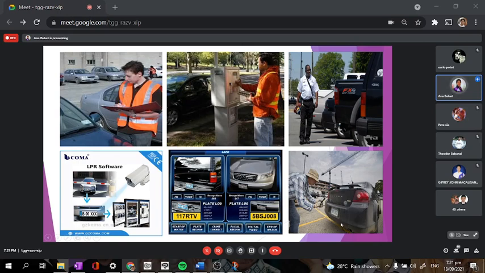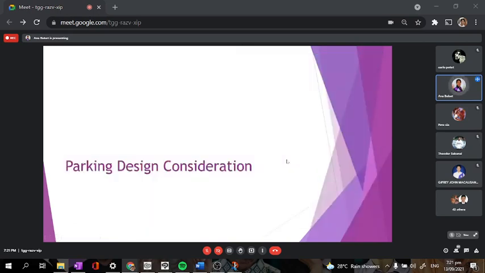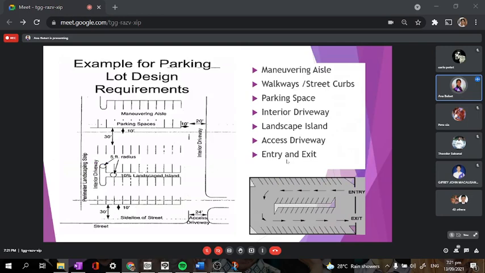So this is an example kato na ay scanner, no? Na person will just scan the plate number. Usually it can be done by scanning or taking pictures, or you can also do it this way, no? You just take the manual using a parking service sheet form. And then design consideration, as I mentioned, is the maneuvering aisle, kung pag-exit and pag-backing and pag-set niya sa parking space.